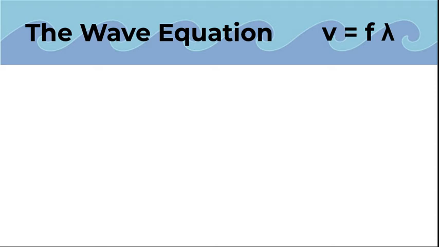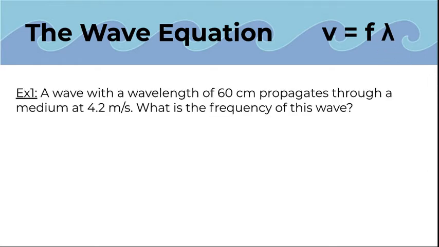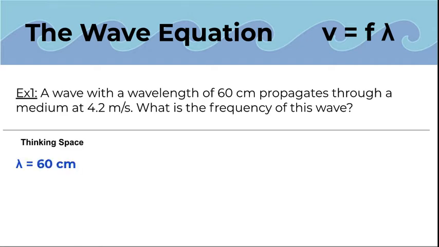So let's take a look at how to solve some problems involving waves. We'll start with the wave equation, which you should know now shows that the speed of a wave is equal to its frequency times its wavelength, which is this kind of strange symbol lambda. So here's an example involving a wave that has a wavelength of 60 centimeters.